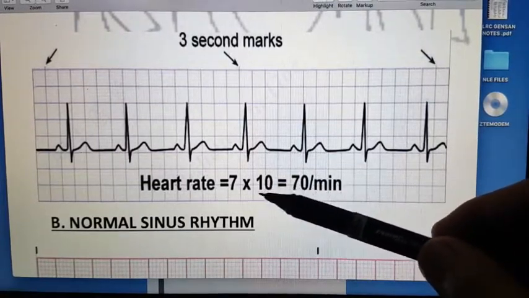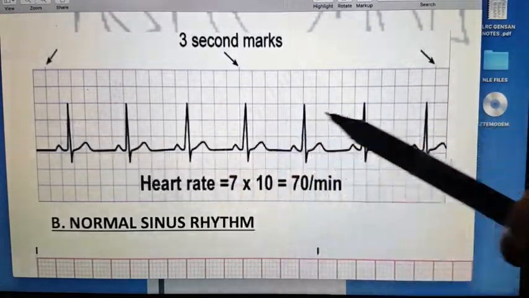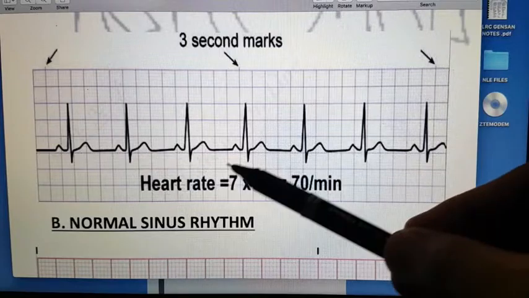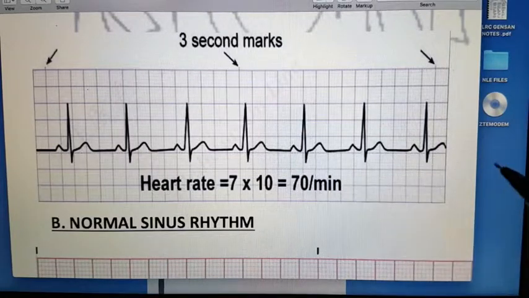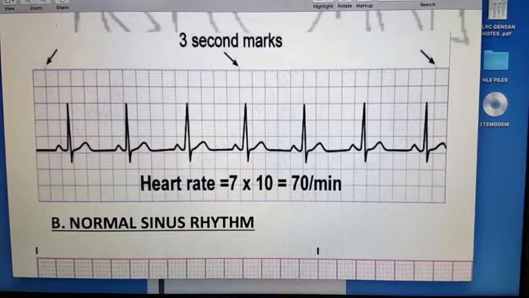Remember, 10 is constant. So if you count, sa counting natin kanina, there are 7 R waves. So you multiply that by 10, that will give you 70 beats per minute. So that is the heart rate of the patient. Now question, is it normal? Yes, it is, because as mentioned, the heart rate is 60 to 100. It's within the range. It is normal.